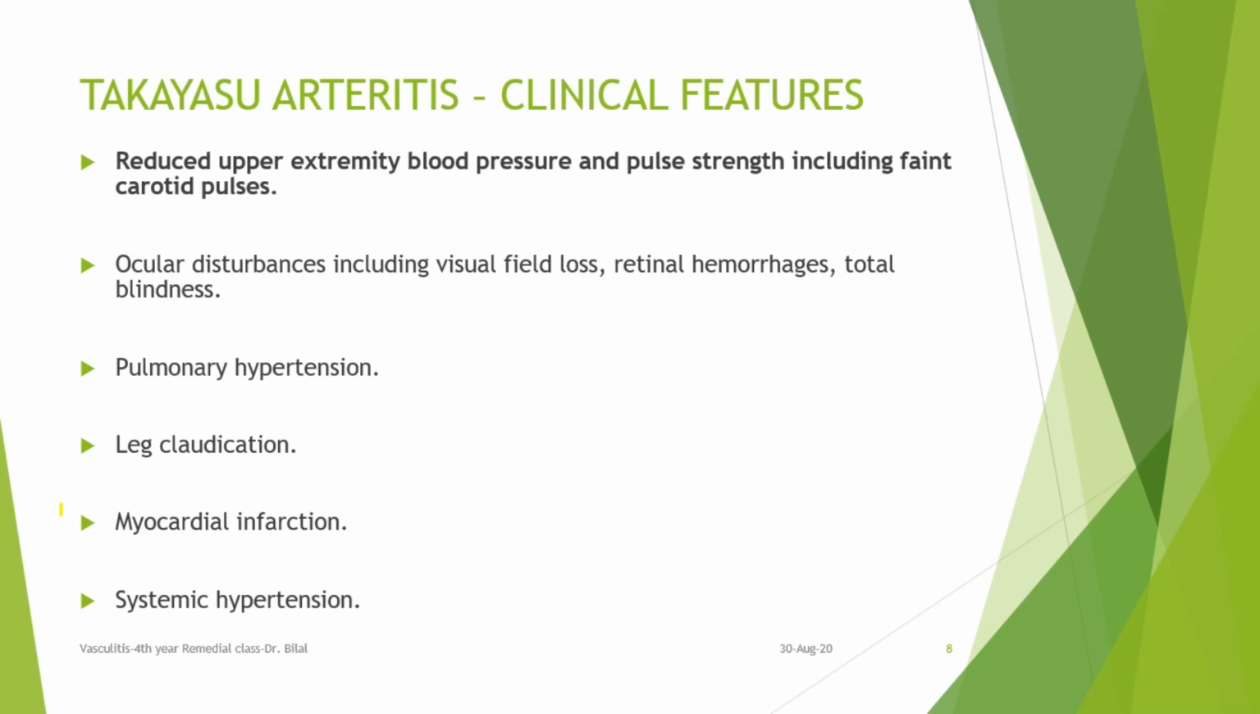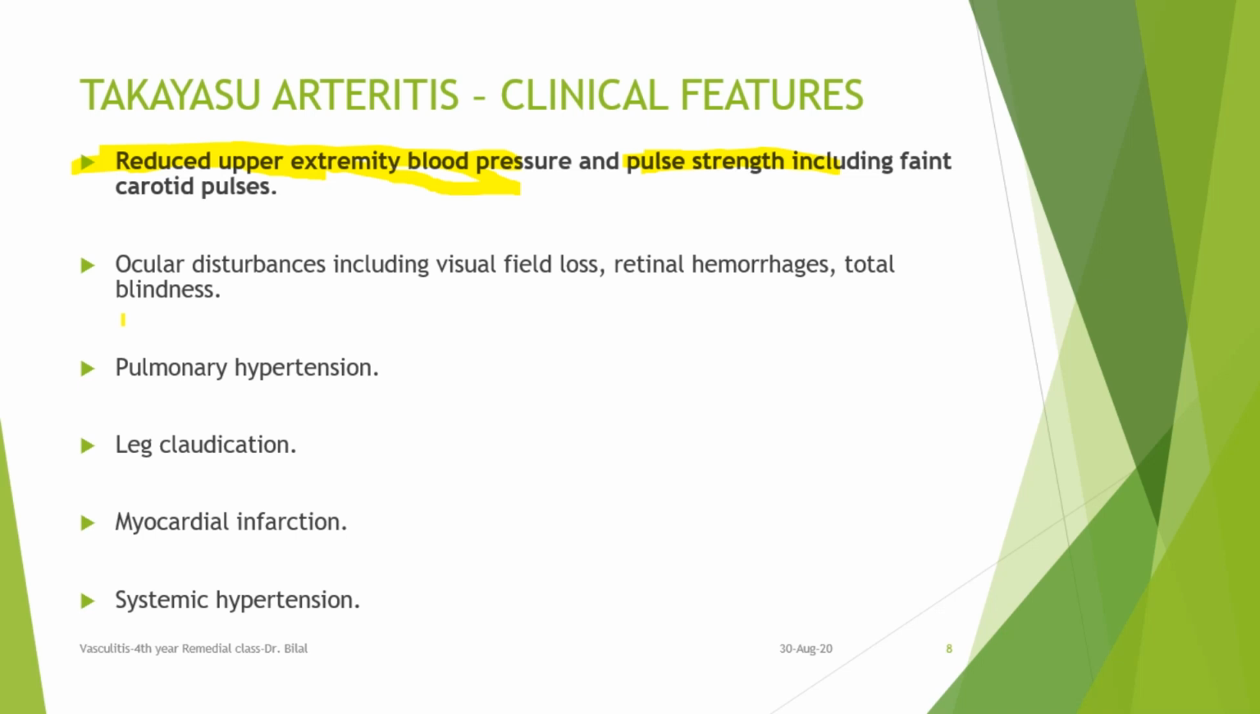When the vessels in this region get affected, there is reduced upper extremity blood pressure, okay, and pulse strength. This is natural: when the vessels supplying the upper arms get affected, there might be some reduced upper extremity blood pressure and pulse strength as well.